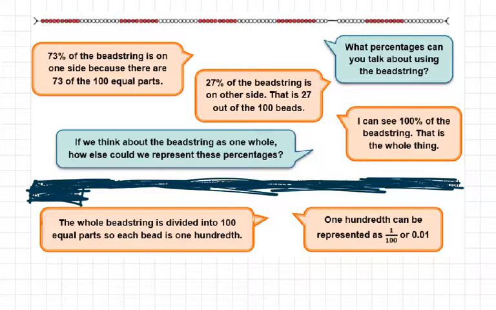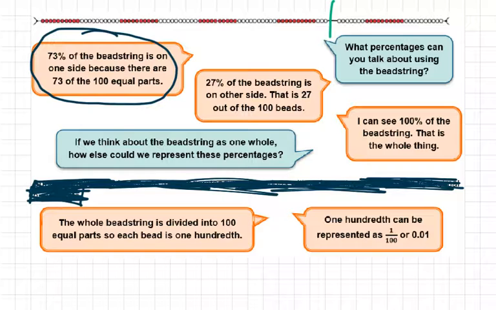It really annoys me. Okay, so if we have a look at this bead string, it's split into 10 groups of 10, which means we've got 100 beads. And there is a division on our bead string here. So if we count how many we've got on this side, we've got 10, 20, 30, 40, 50, 60, 70, 3. So on this side, as you can see over here, 73% of the bead string is on one side because there are 73 of the 100 equal parts. The percentage out of 100, 73 are on this side, so it's 73%.